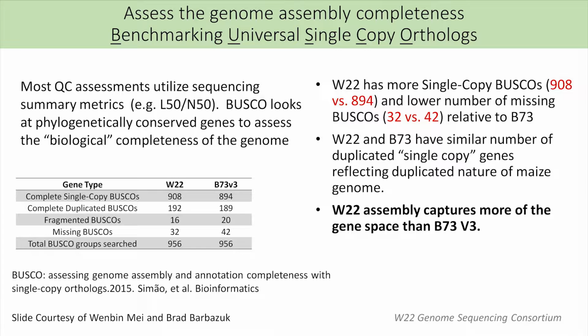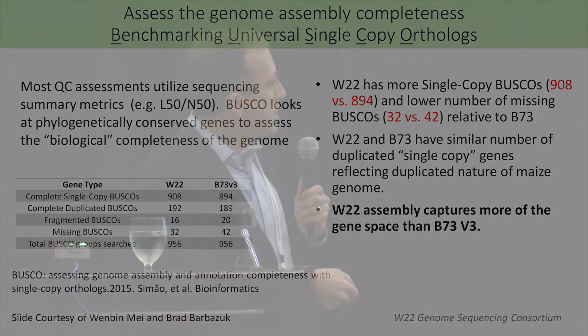Maize is an ancient tetraploid, so you can see there are some duplicated ones in maize, and those numbers are again very similar to B73. We actually saw fewer fragmented BUSCOs than the B73 version 3, and the ones that are missing are only 32. So that's about 3% of the conserved gene space that's missing. Another way of looking at that is we've captured probably about 97% of the W22 genome with this assembly.